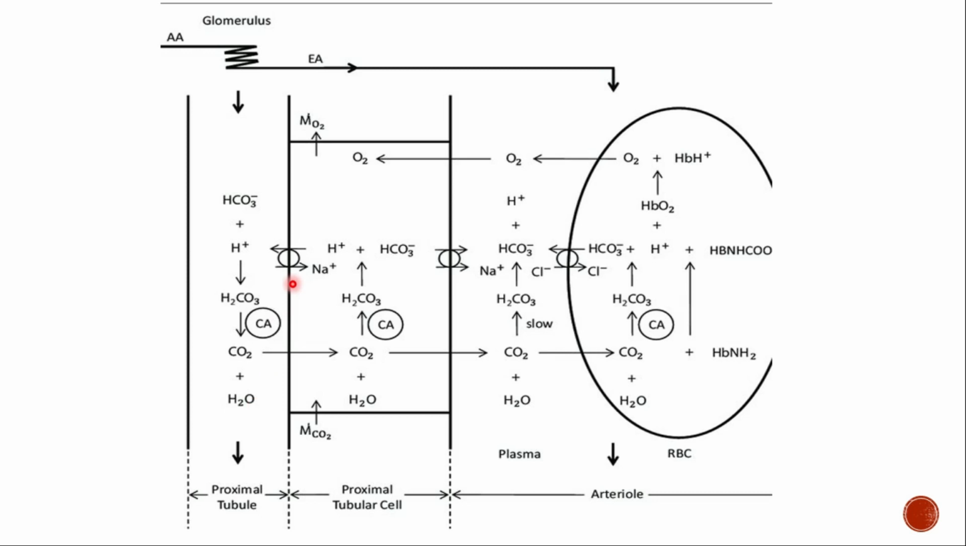This schematic diagram shows the transportation of carbon dioxide and oxygen in the red blood cells, plasma, and arterial, proximal tubular cells and proximal tubules, along with the chloride shift.